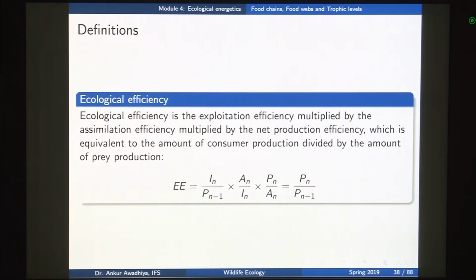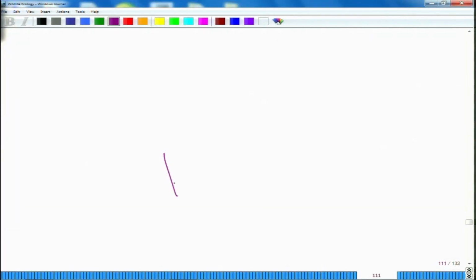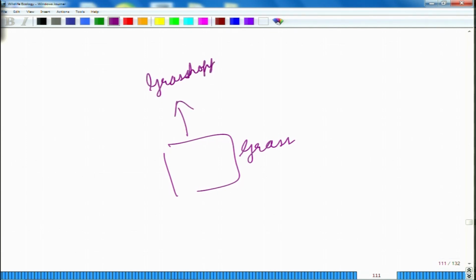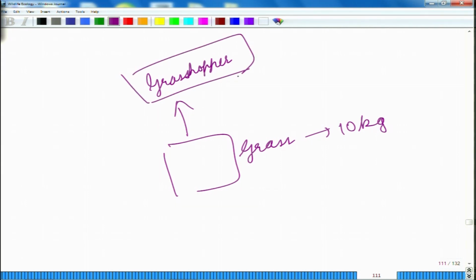So, the amount that is being produced at the current trophic level divided by the amount that is being produced in the previous trophic level gives you the ecological efficiency. Essentially, if you have grass that is being fed on by grasshoppers, and the grass increases in weight by say 10 kg, how much is the increase in the weight at the trophic level of the grasshoppers and the other primary consumers is what the ecological efficiency would be asking.